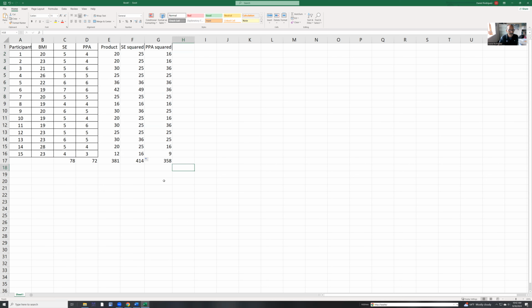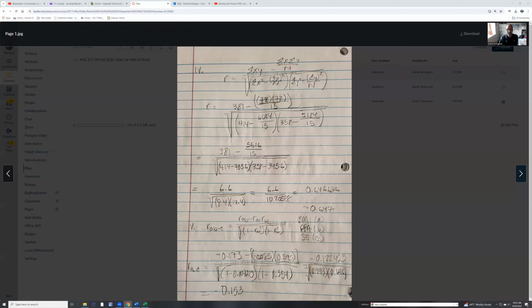I need sums, so I just use the sum function in order to summate everything. Once I had all that, I could come back here and enter everything into my equation. The sum of X times Y was 381. The sum of the X's was 78. The sum of the Y's was 72. And I had 15 values here. The sum of the X squared is 414. The sum of the Y squared is 358.